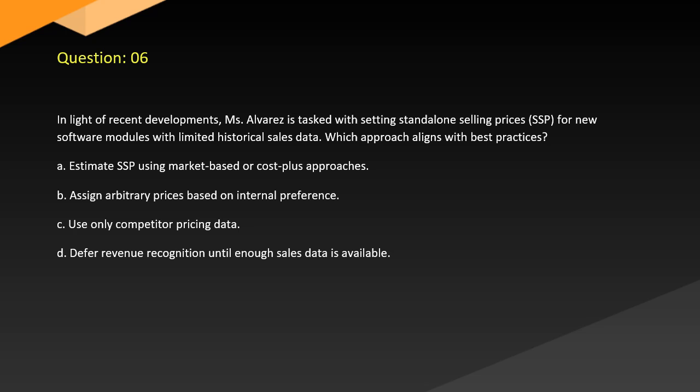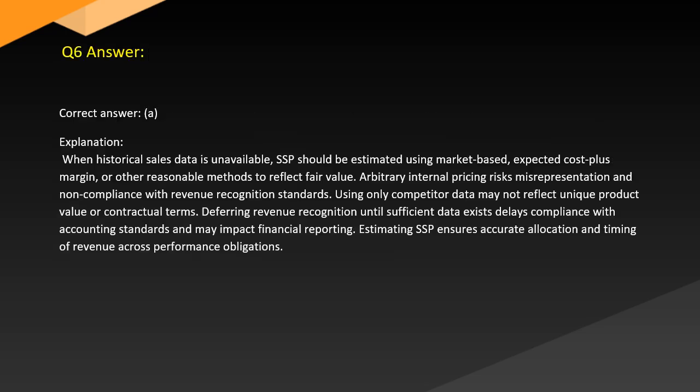B. Assign arbitrary prices based on internal preference. C. Use only competitor pricing data. D. Defer revenue recognition until enough sales data is available. Answer. Correct answer. A. Explanation.